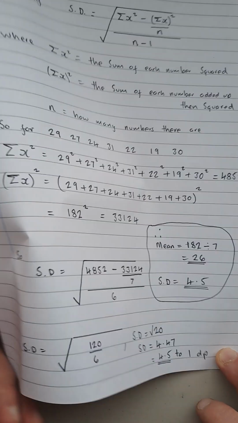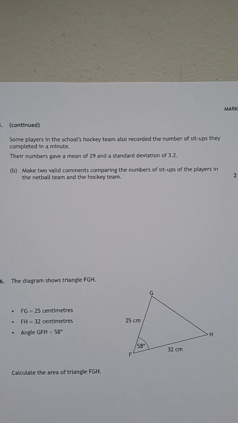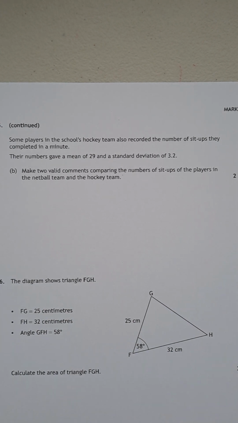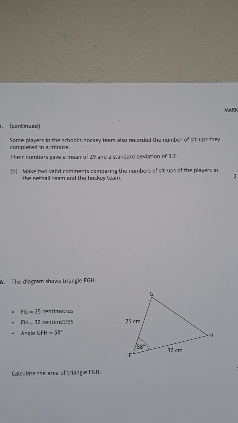So that's the two ways of getting the mean and standard deviation. We now have the comparison to do. Let's have a little look. This is number 5. Some players in the hockey team also recorded the number of sit-ups that they could do in a minute, and their mean was 29 and their standard deviation was 3.2. So make 2 valid comparisons.